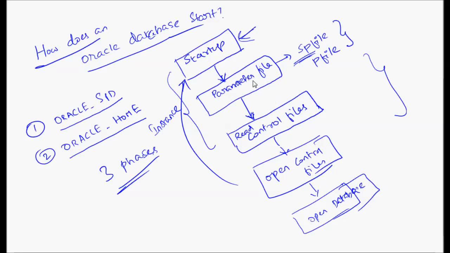Okay, so the parameter file gives the information about the control files. It reads the control file and then it opens the control file, and then from there it's able to open the database. Okay, so when you open the database, you can open the database in two ways.